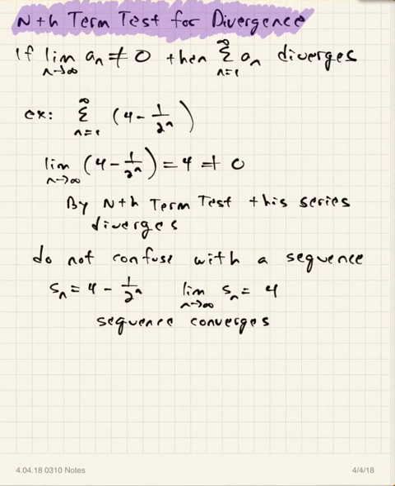All right? So let's say we have the sequence given by S sub n equals 1 over n. The limit as n goes to infinity of S sub n is equal to 0, right? The limit as n goes to infinity of 1 over n is 0. So what do we say here? That this sequence converges to 0.